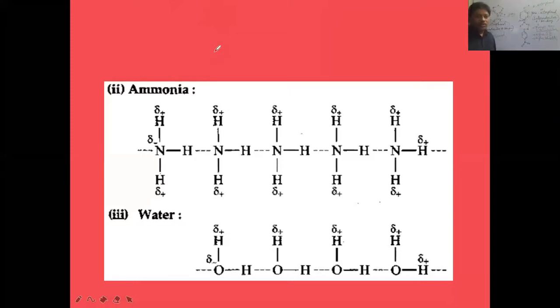Yeah, now understood here. So here, in the NH3 molecule and NH3 molecule, what is there? The dotted line indicates what? Hydrogen bonding, between the hydrogen atom of one molecule and the nitrogen atom of another molecule. So this weak hydrogen bonding is present between ammonia molecules.